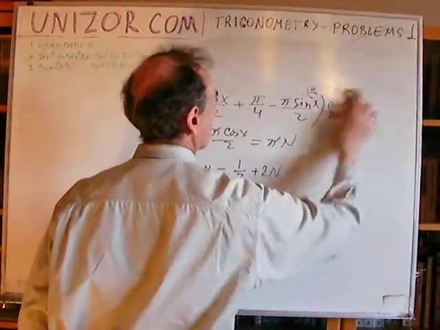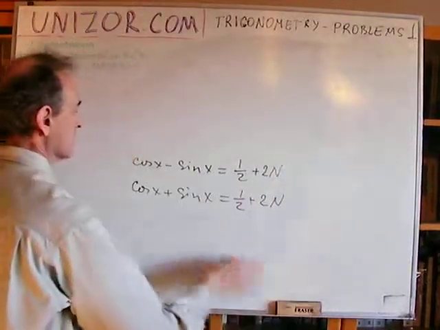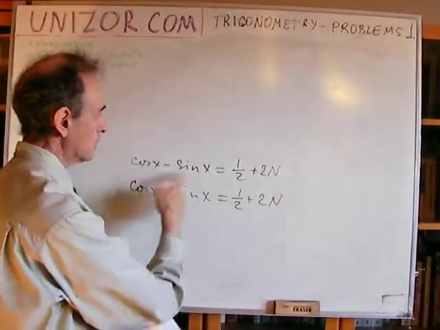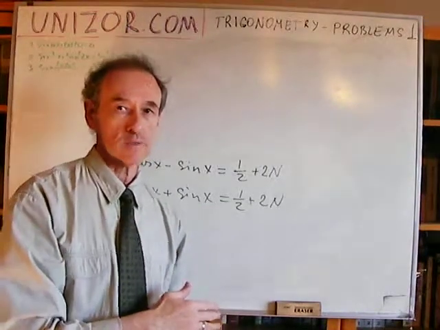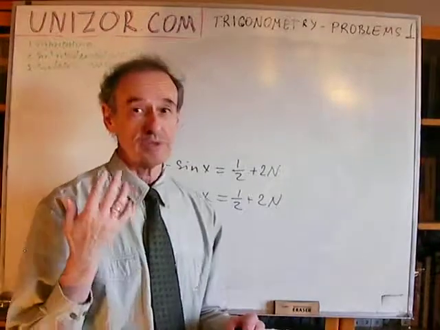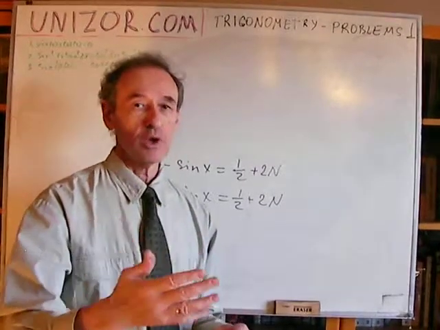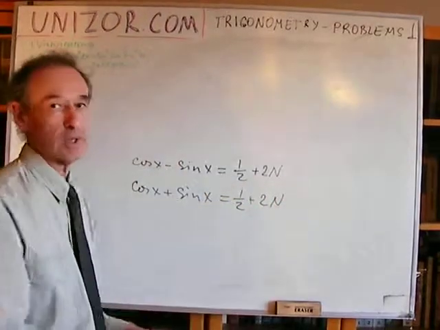Let's consider, this is cosine and sine. Each one of them is not greater than 1 and not less than minus 1, right? So the sum of them or difference between them just by definition cannot exceed 2 or be less than minus 2, right? So obviously n cannot be anything.